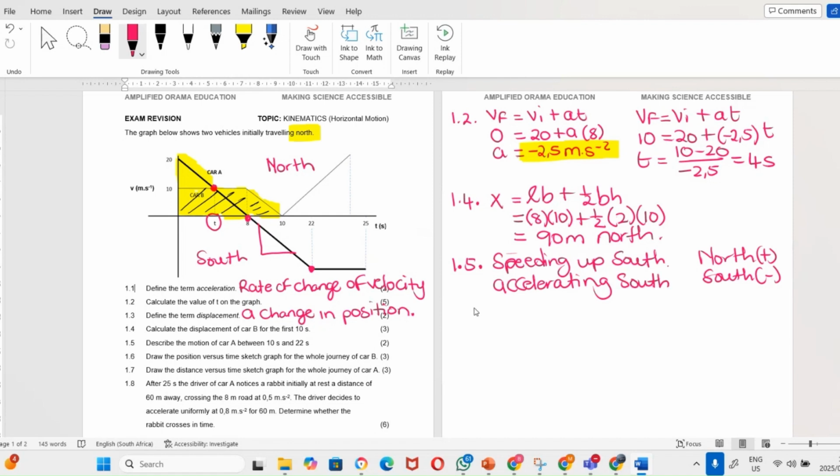Then 1.6 says we must draw the position versus time sketch graph for the whole journey of car B, right? That is 1.6.